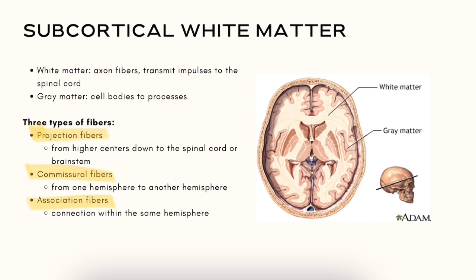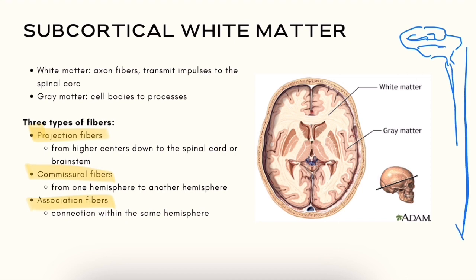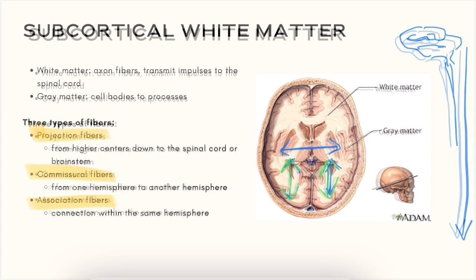Okay, so projection fibers, if this is, let's say that's our brain, just think about it, that's your brain. These are from the higher centers down to your spinal cord. Our commissural fibers are from one hemisphere to another, and our association fibers are connections within the same hemisphere. Okay, within the same hemisphere.